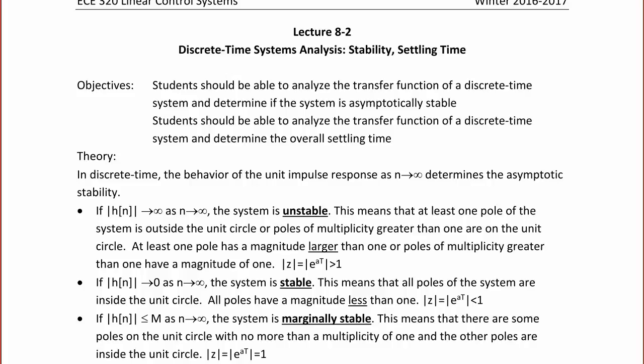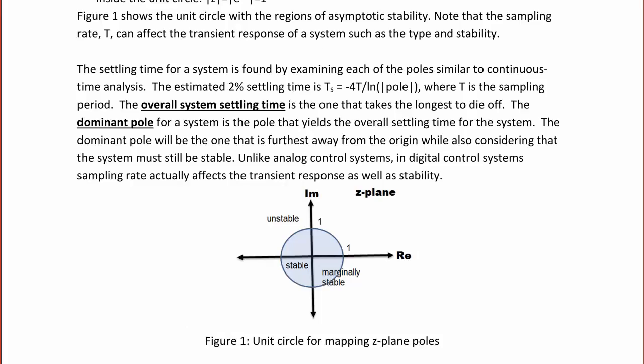If the magnitude of h of n is bounded, or less than or equal to some number M as n goes to infinity, we say that the system is marginally stable. This means that there are some poles on the unit circle with no more than a multiplicity of 1, and the other poles are inside the unit circle. Figure 1 shows the unit circle with the regions of asymptotic stability.